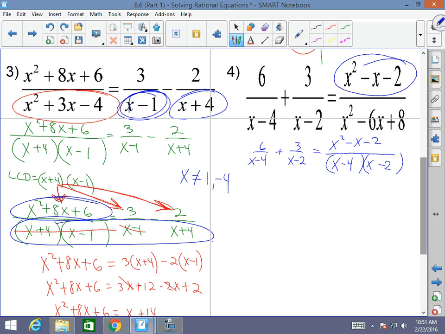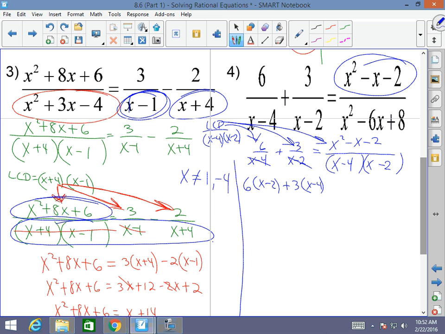Excellent. What's my LCD? X minus 4 times x minus 2. Awesome. When I multiply to this guy, what am I left with? 6 times x minus 2 because the x minus 4 goes bye-bye. When I multiply it to this guy, what do I get? 3 times x minus 4 because the x minus 2 goes bye-bye. And when I multiply to this bad boy over here, the whole denominator goes bye-bye, and I got x squared minus x minus 2. Let's solve.